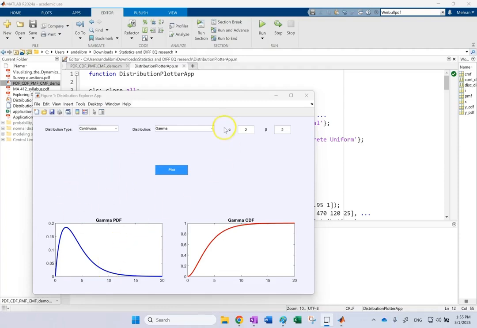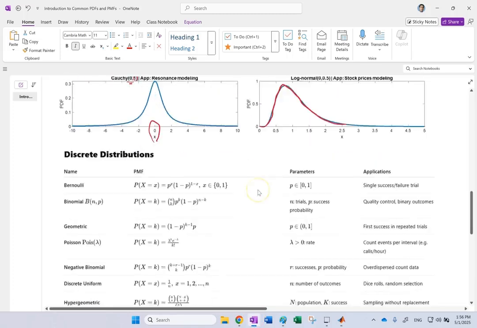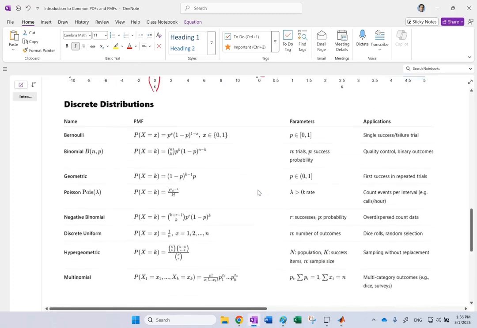And by the way, I went into the app and changed that. So now for gamma it is alpha and beta. So here are those 8 PDFs that we talked about and their corresponding CDF. And then similarly, we have the discrete ones that I'm going to talk about. There are 6 discretes that I included here. So let's quickly go over the discrete ones.